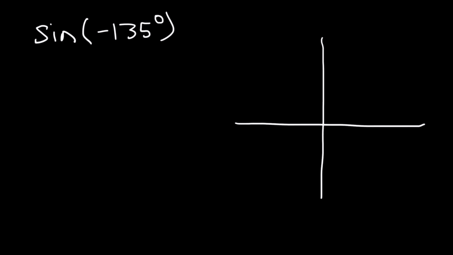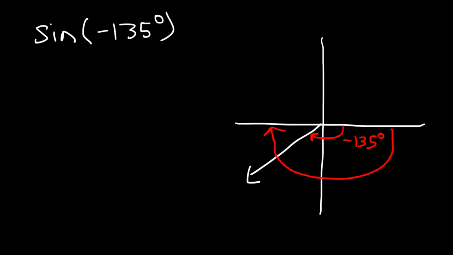Try this one. Find the value of sine of negative 135 degrees. Feel free to pause the video and work on this. Negative 135 is located in quadrant 3. Now this is negative 180. That's a straight angle. So therefore, the reference angle is 45.